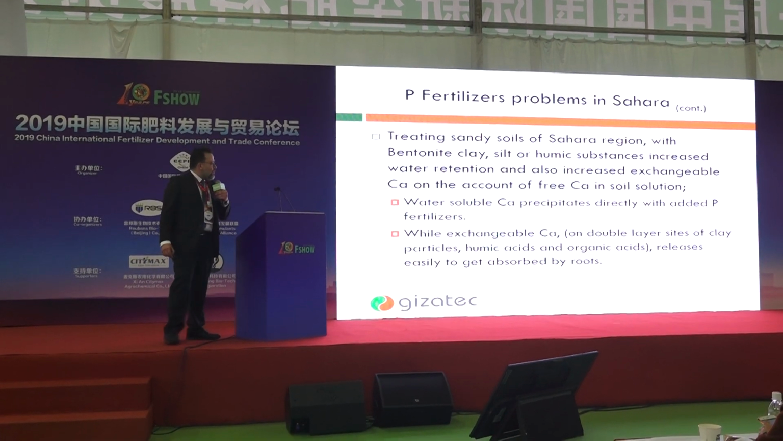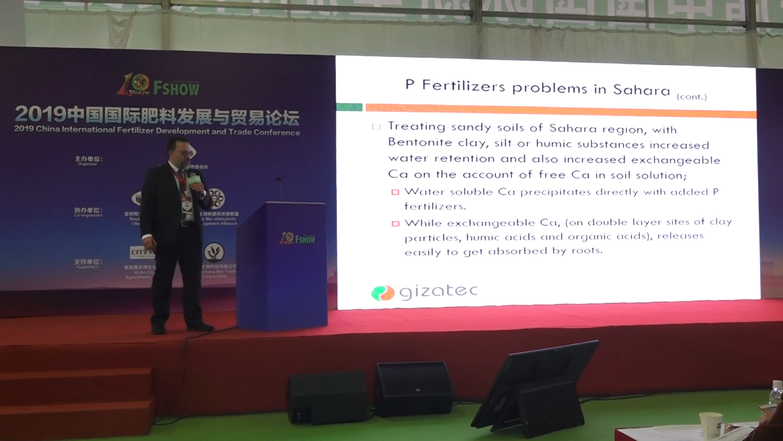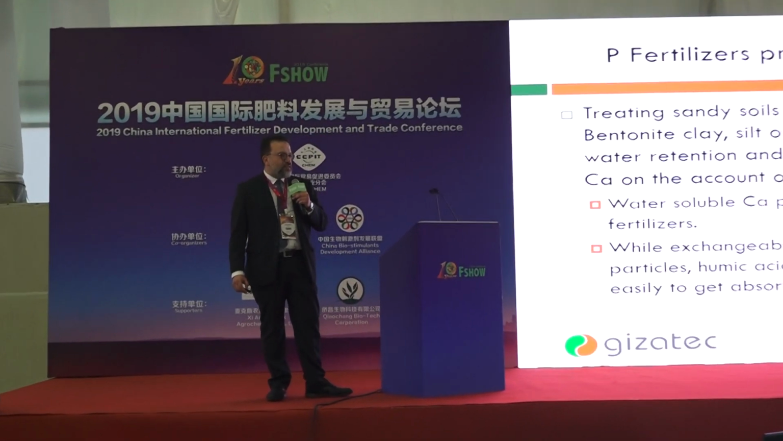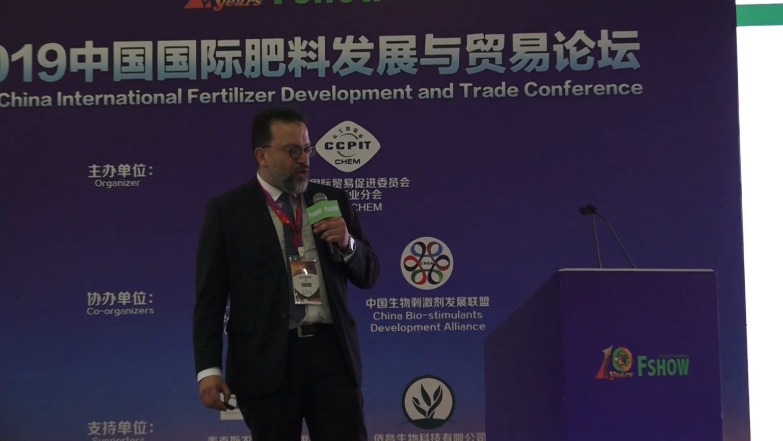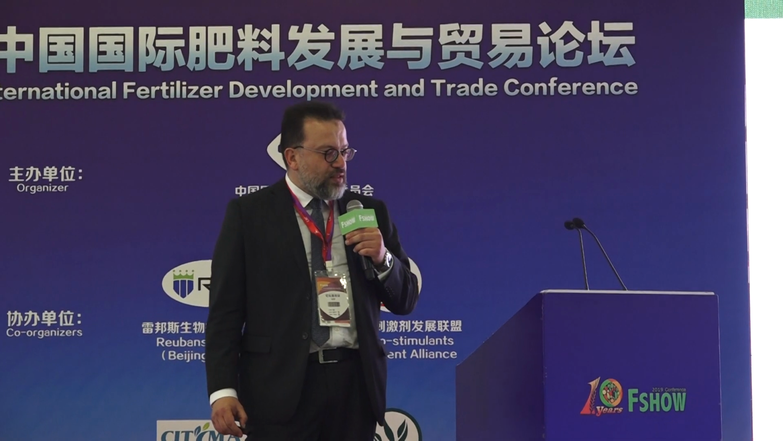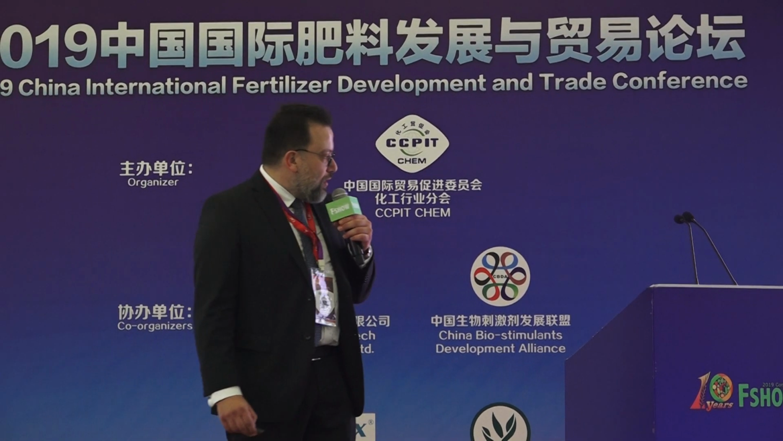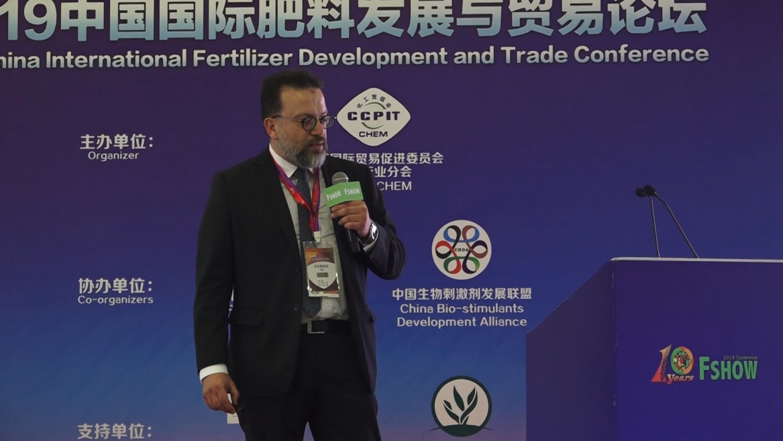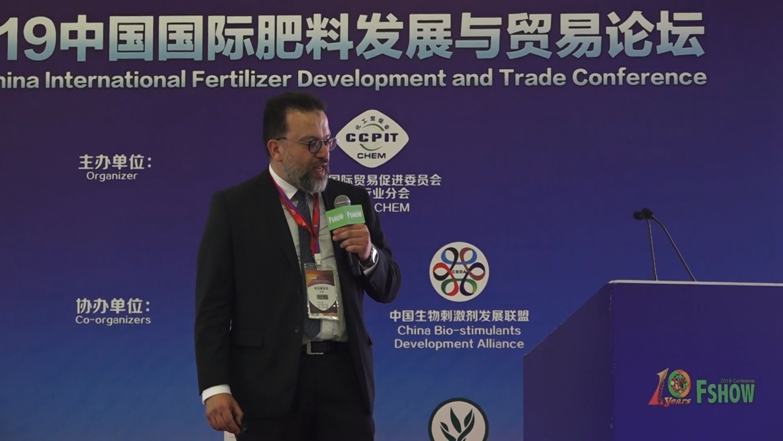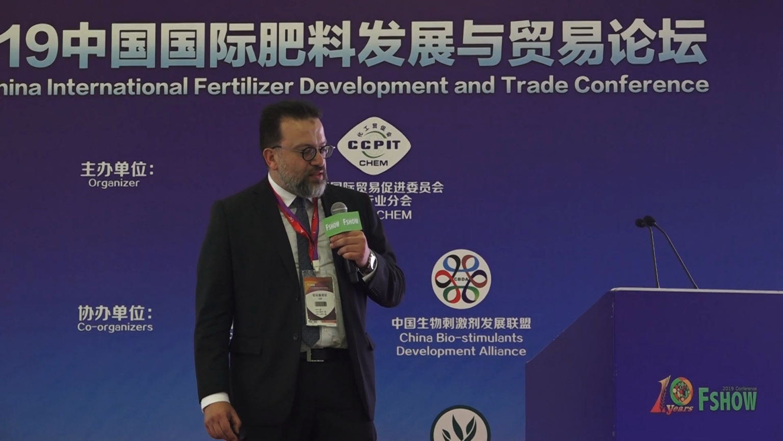Treating sandy soil of the Sahara region with bentonite clay, silt, or humic substances increased water retention and also increased exchangeable calcium, on account of free calcium in the soil solution. Water-soluble calcium precipitates directly with added phosphorus fertilizers, while exchangeable calcium on the double layer sites of clay particles, humic acids and organic acids is released easily to get absorbed by roots.